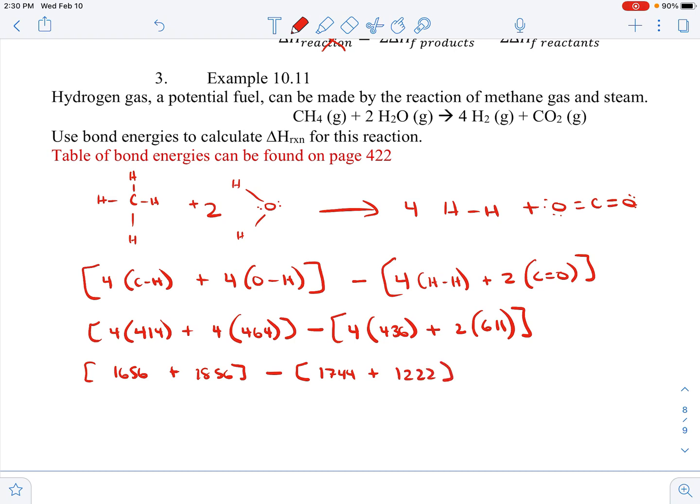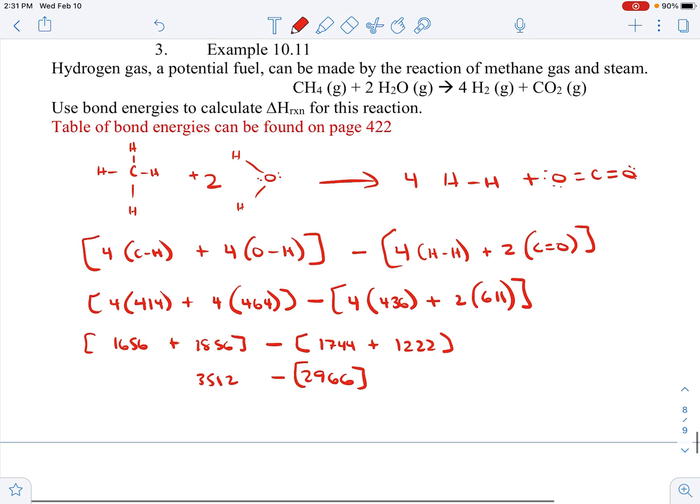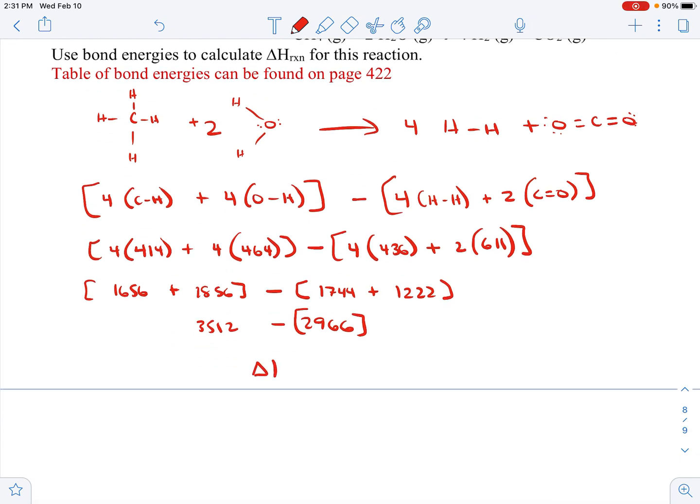All right, so we're going to add the 1222 plus 1744, and here we have 2966. We can put it in brackets if you want. So 1656 plus 1856, 3512. And so then we're just going to subtract 2966, and we should get a delta H of a positive 546 kilojoules. And there's our answer.